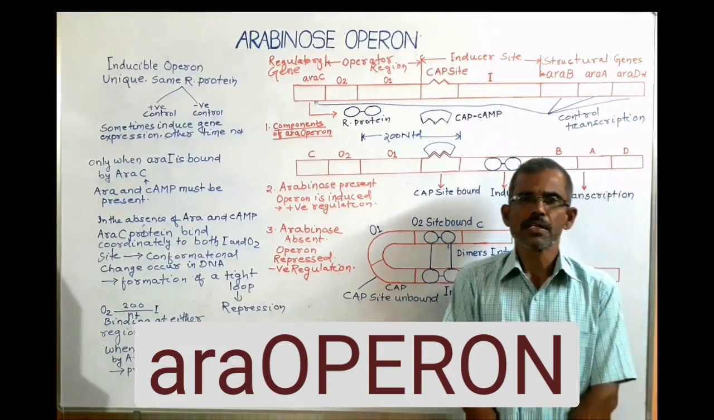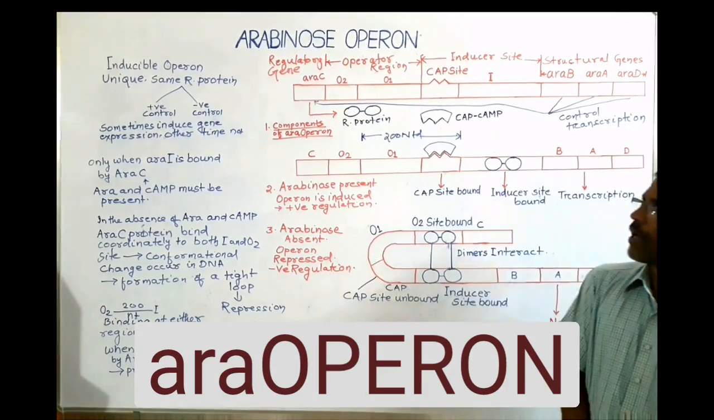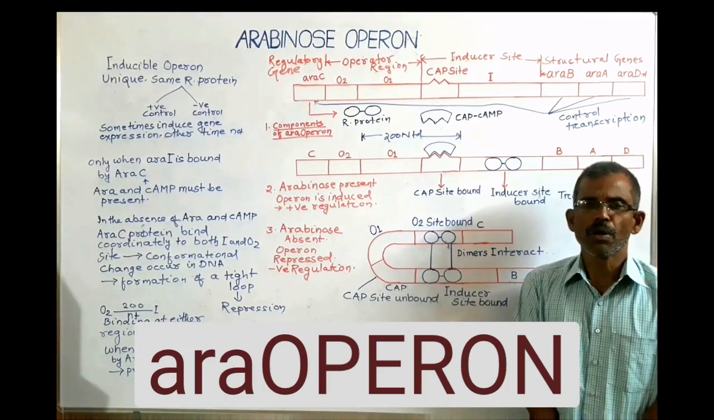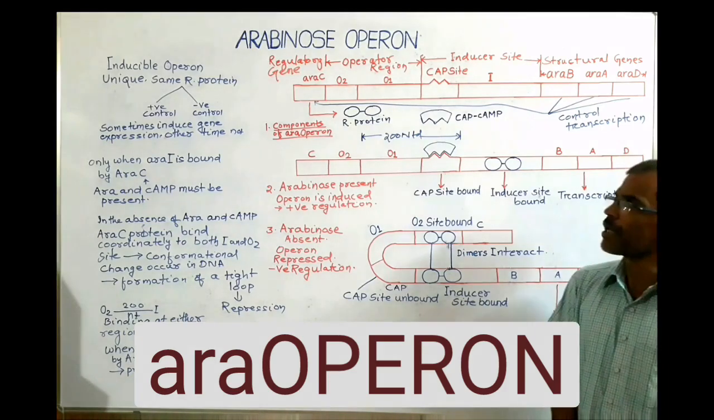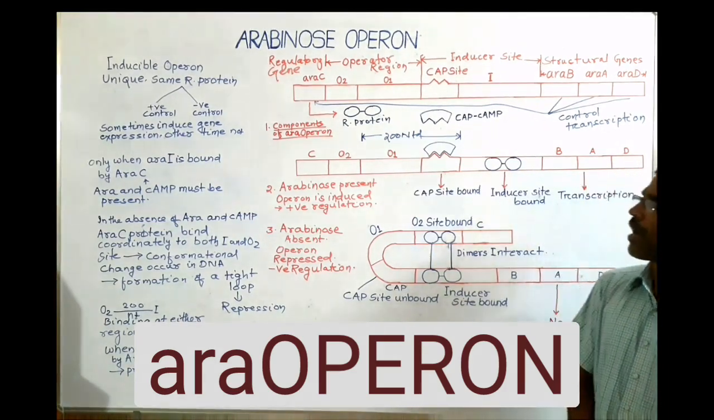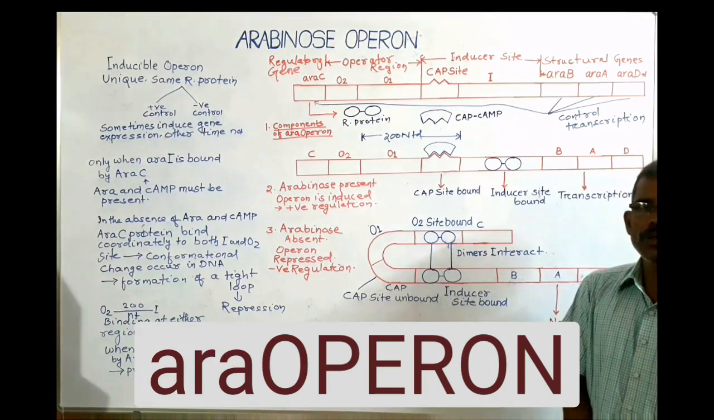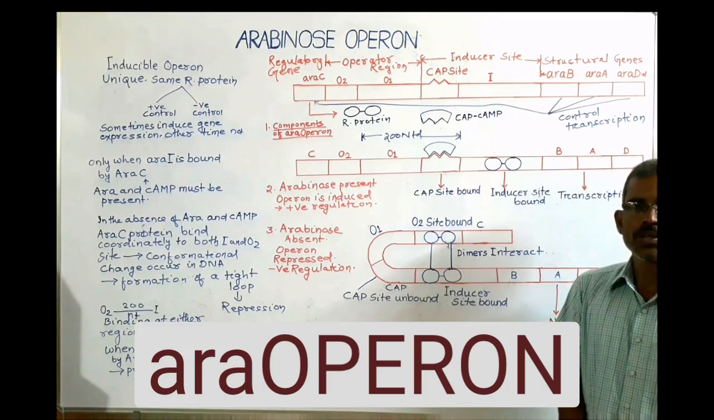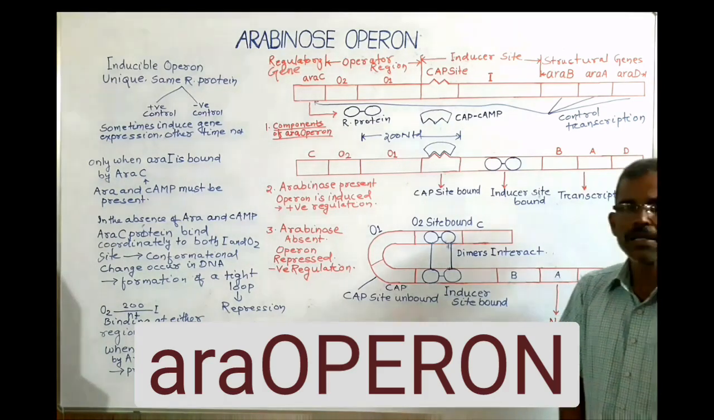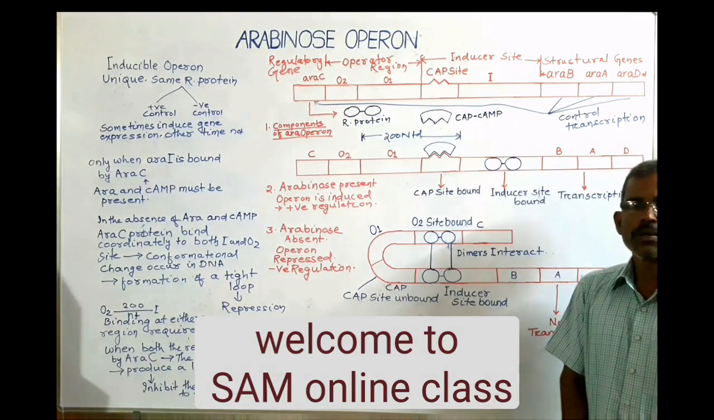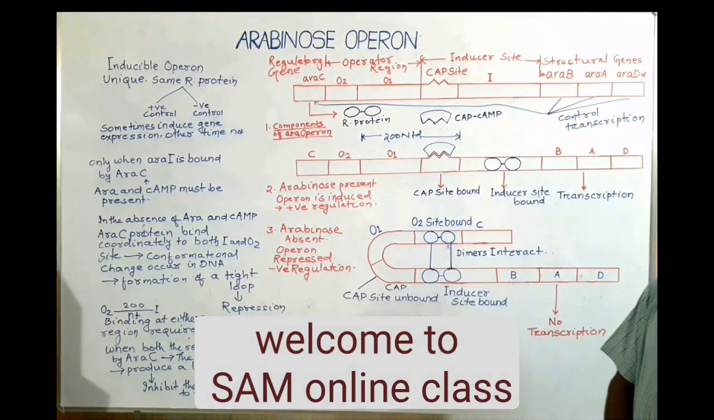Friends, today we shall discuss about the araOPERON as analyzed in E. coli. araOPERON is an inducible operon. It is a unique operon because the same regulatory protein can exert positive control and negative control. In araOPERON, the same regulatory protein can act as an inducer and sometimes it can also act as a repressor. So sometimes the regulatory protein induces the gene expression and other times it represses the expression of the gene.